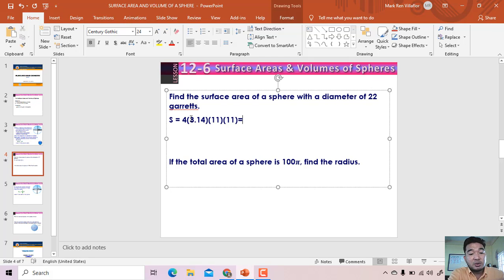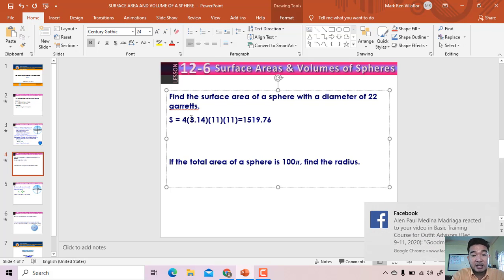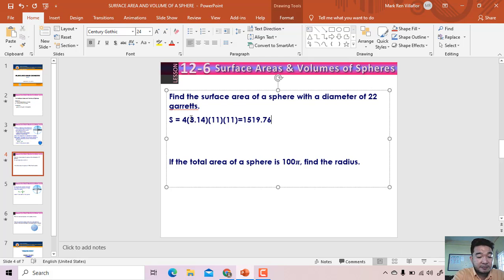So this is equal to, we multiply all these, 4 times 3.14 times 11 times 11 is equal to 1,519.76 square garrets. So that's square garrets. So this is our surface area.